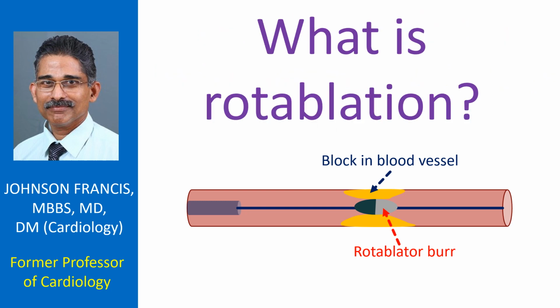The physical principle of rotablation is differential cutting. The advancing rotablator burr selectively cuts inelastic material while elastic material deflects away from the burr. As 95% of the particles generated by rotablation are less than 5 microns in diameter, they are removed from the body by the body's own scavenging system known as reticuloendothelial system.